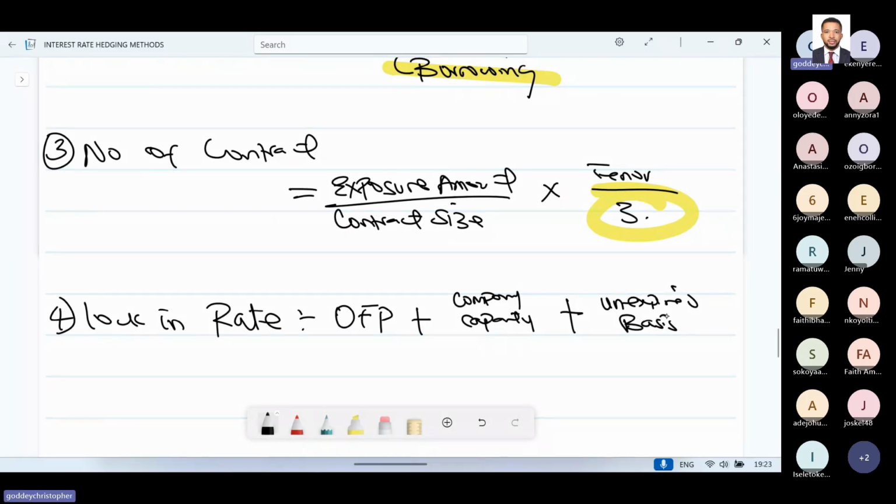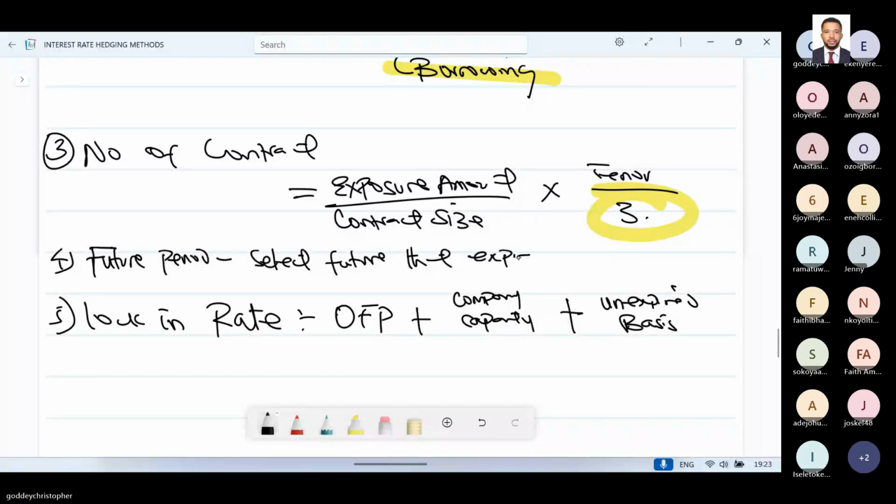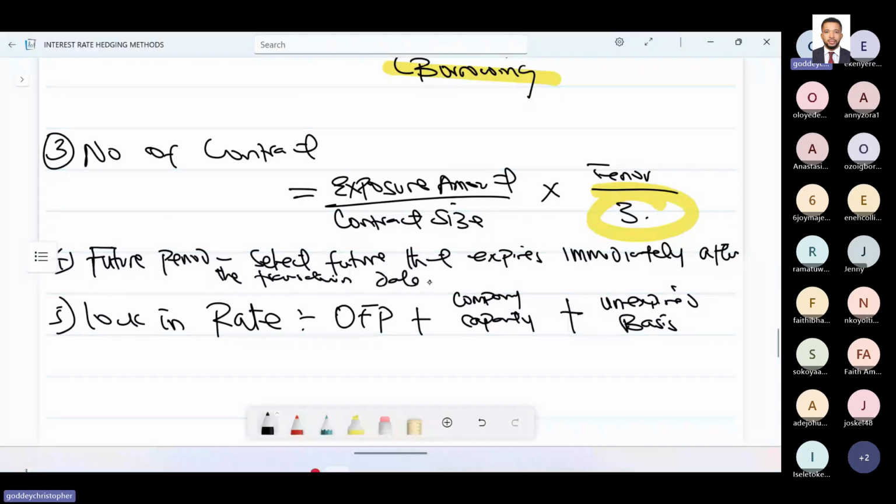Future period, we still need to talk about it. Future period is the period that expires immediately after what? After the transaction date, is that not? So let me change this one to 5 and then make this one 4. Future period: select the future that expires immediately after the transaction date. Same way that we have.